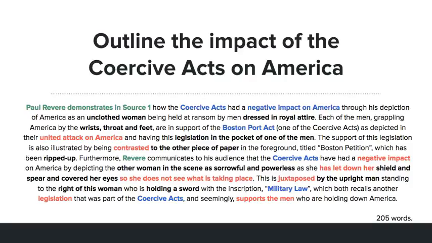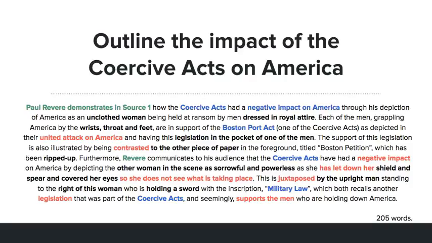So as the student, in this case, I have to communicate what the impact of the Coercive Acts were on America by using the source, taking all the parts of the source and synthesizing it, outlining the source, and communicating what I think is the impact. So I'm going to read this to you, and then I'm going to deconstruct this response.